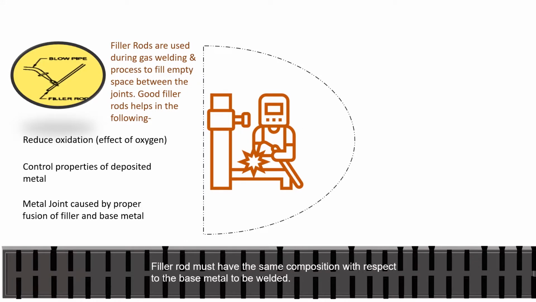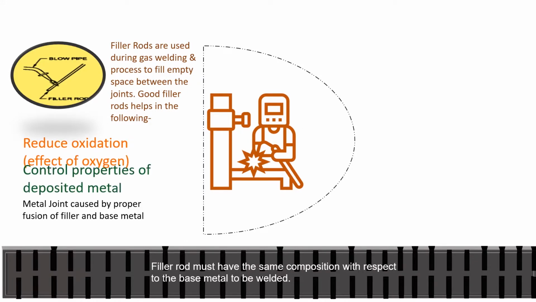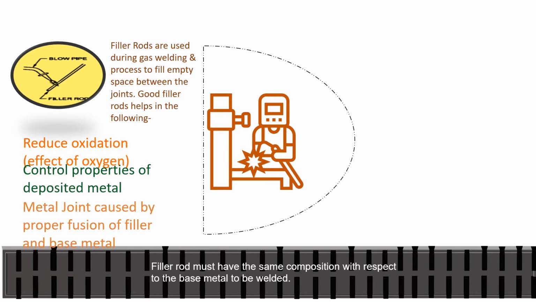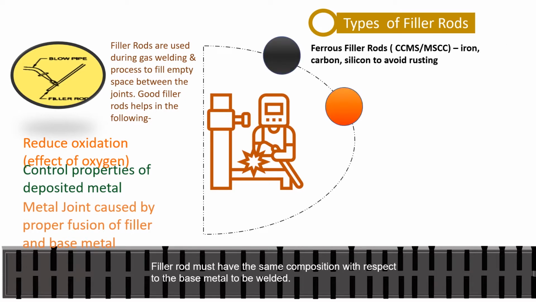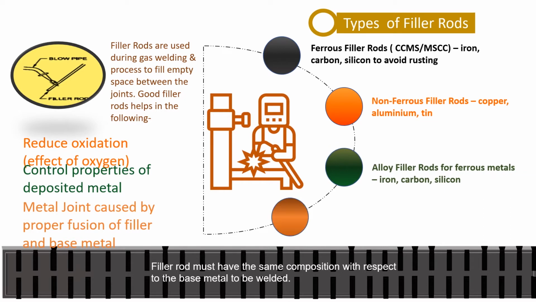What is a filler rod? Filler rods are used during gas welding processes to fill empty spaces between the joints. Types of filler rods: ferrous filler rods, non-ferrous filler rods, alloy filler rods for ferrous metals, and alloy filler rods for non-ferrous metals.